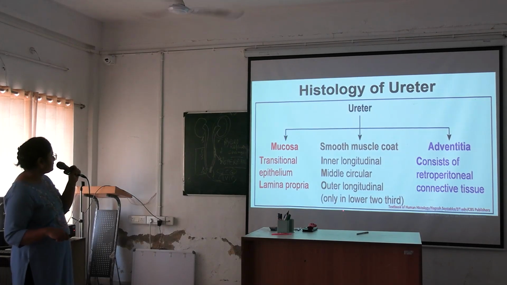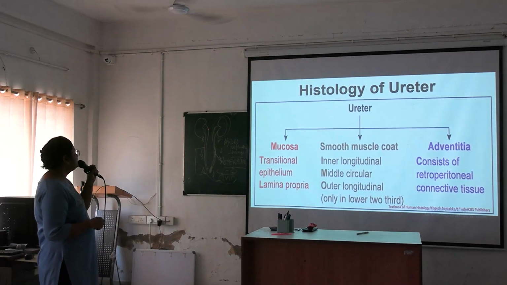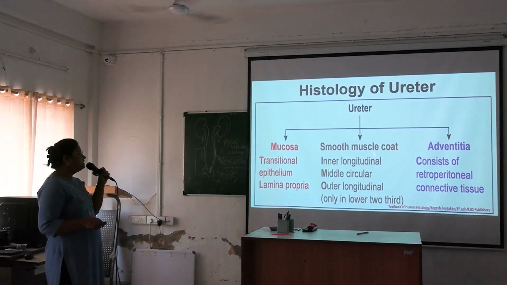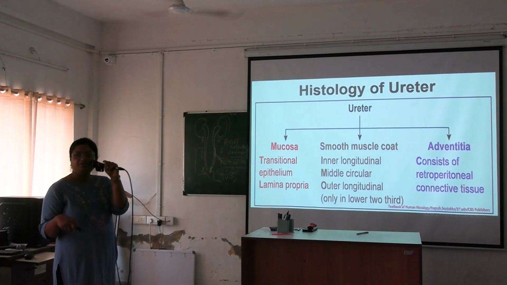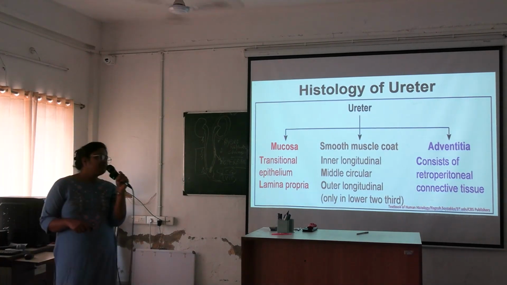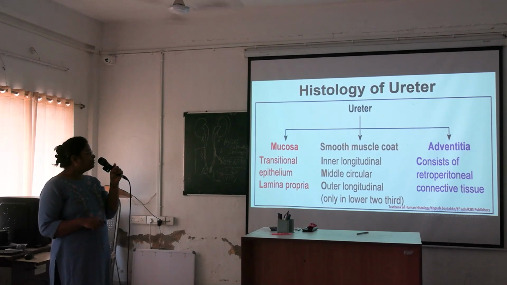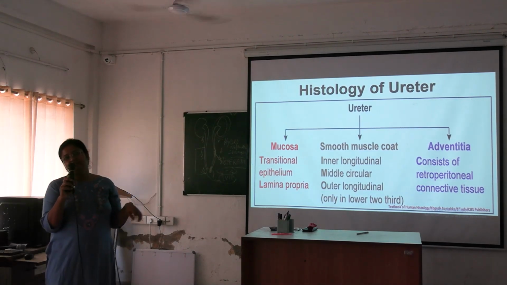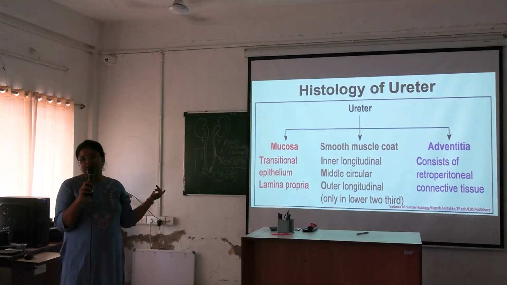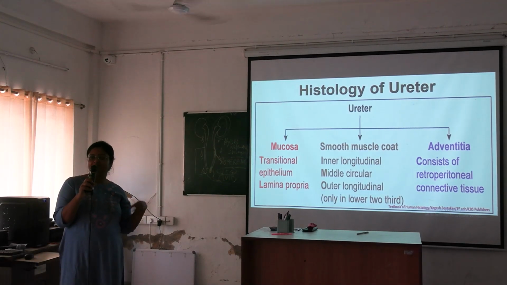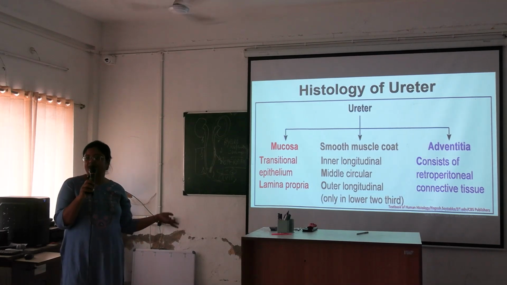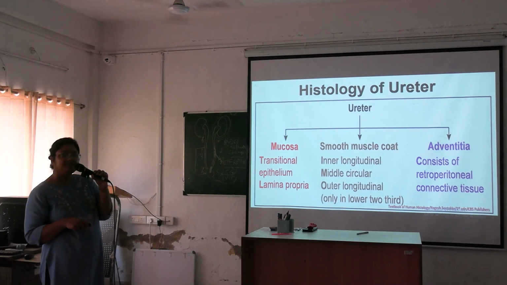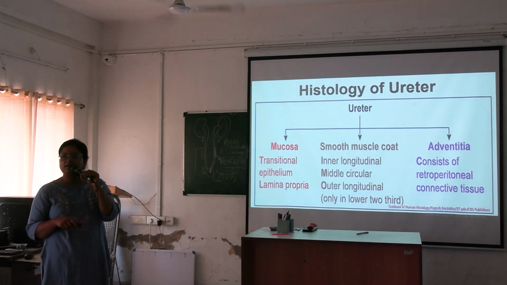Here, in the upper one-third, the outermost longitudinal layer is absent. So if this is absent, you can see the pattern: inner longitudinal, outer circular. This is opposite of the gut. In gut there is inner circular, outer longitudinal. But here you can see inner longitudinal, outer circular. And another extra layer is added in the lower two-third of the ureter. That is another longitudinal layer, only present in the lower two-third. Understood?